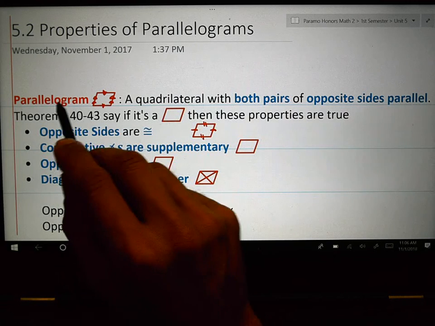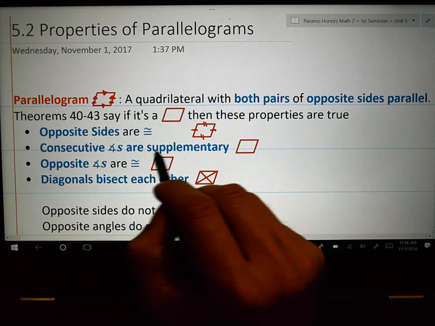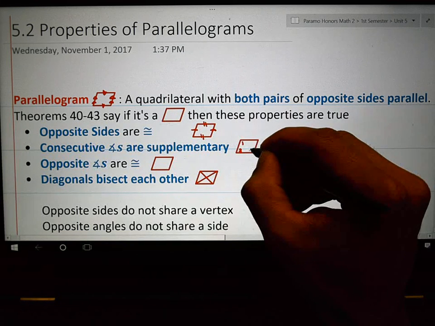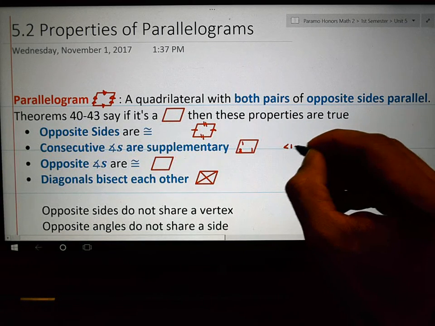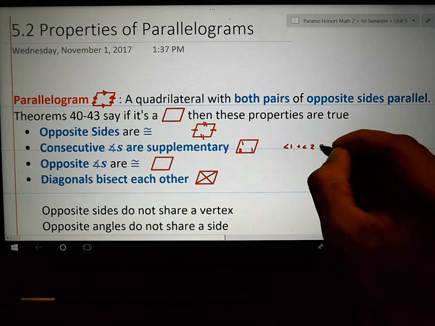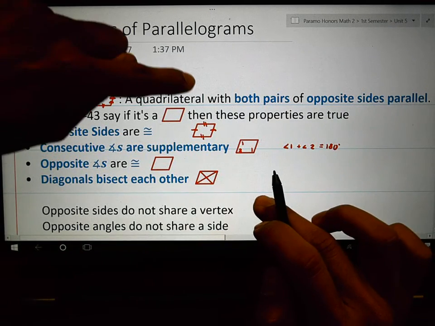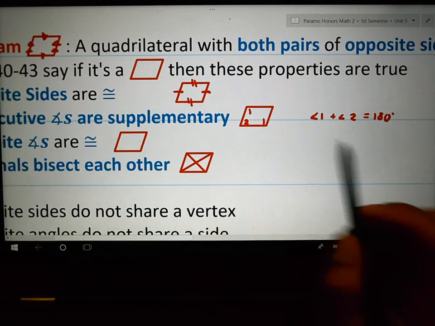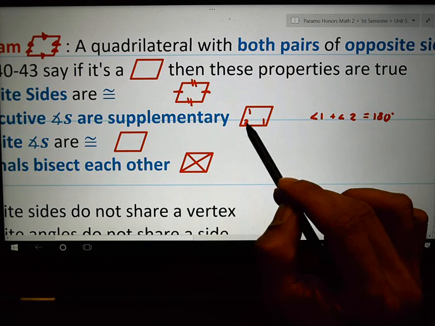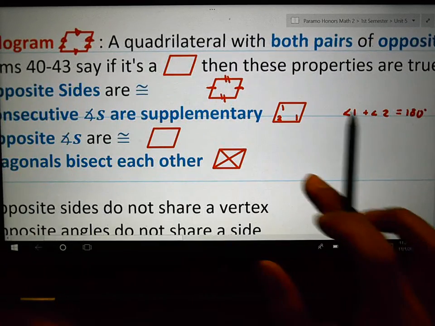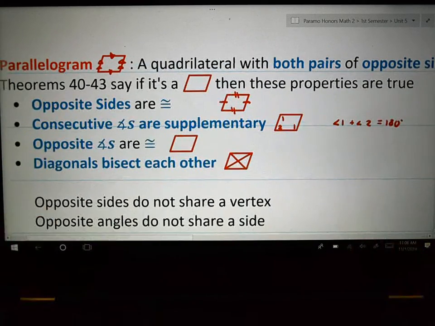If it's a parallelogram, then the consecutive angles are supplementary. So what that looks like is this. Angle 1 plus angle 2 adds to 180. Let me zoom in on that because I know that's a little bit hard to see. If I had angle 1 and angle 2, these two add up to 180 and these two add up to 180. These are called consecutive angles. They are supplementary in a parallelogram.